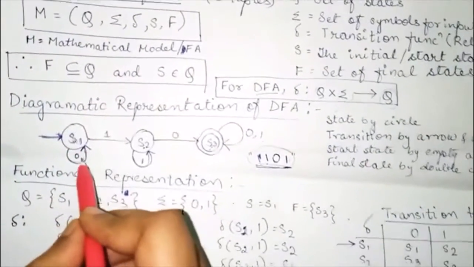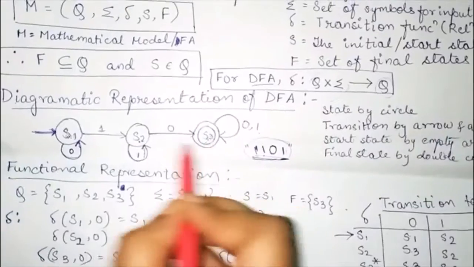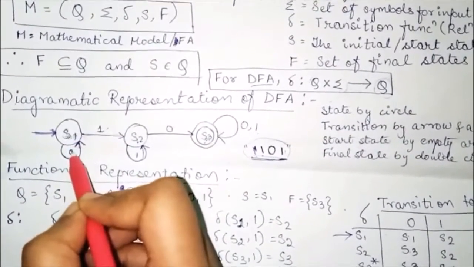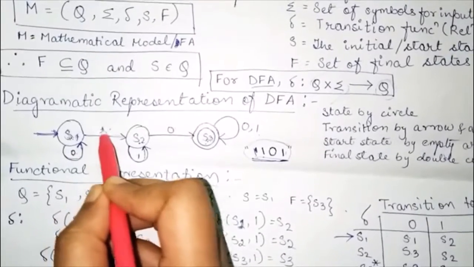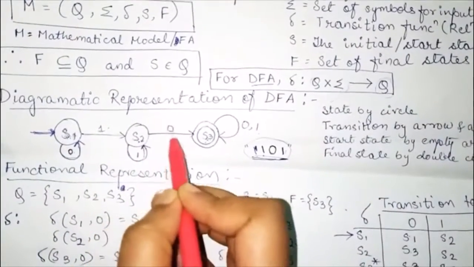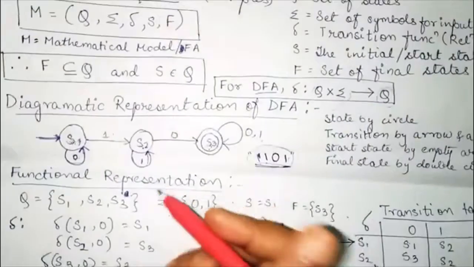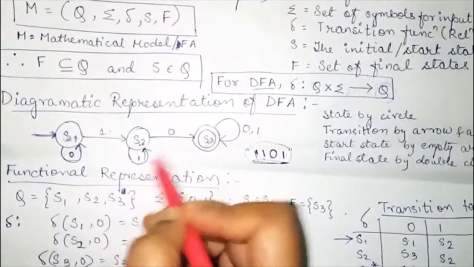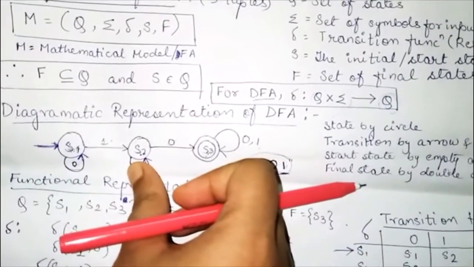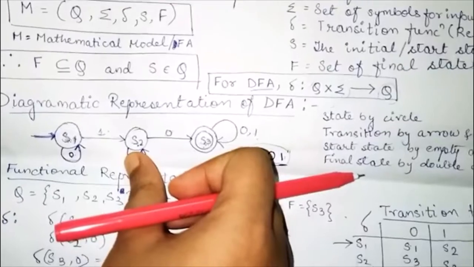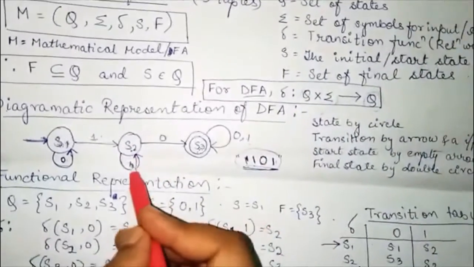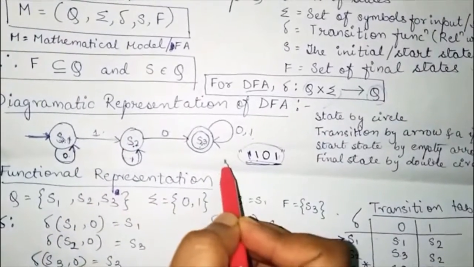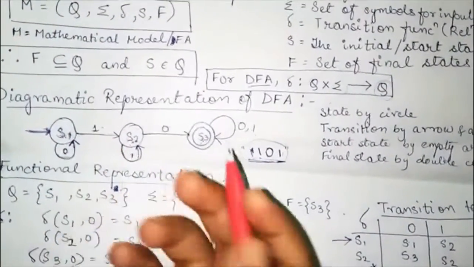And for a DFA, for each state, we should check for each input symbol. Like for S1, we have the transitions for both 0 and 1. For S2, 0 and 1. For S3, 0 and 1. If any of the transitions is missing, like here I have not given for 1, this thing is not there, then it is an invalid DFA or it becomes an NFA. For a DFA, we should have exactly one transition for each input symbol from one state to another.